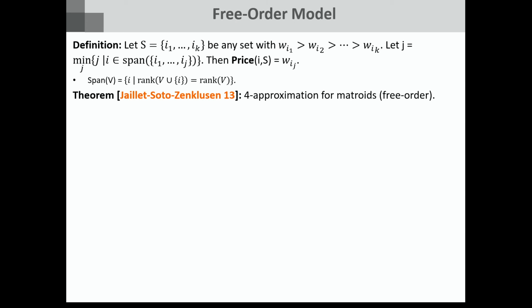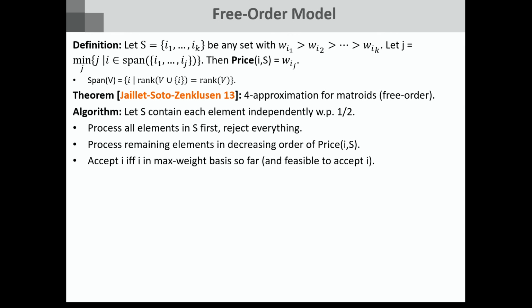And now with this definition, we can state the theorem and state the algorithm that's used to prove it. This is due to work of Jaye, Soto, and Zenklusen, where they showed that there is a 4 approximation for all matroids in the free order model. Okay, so what is the algorithm?